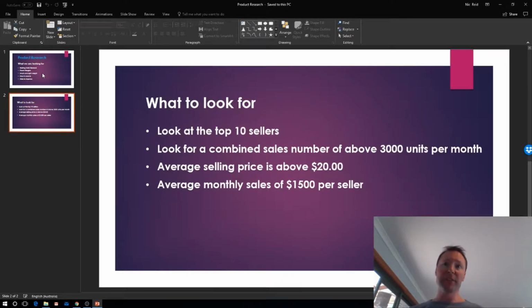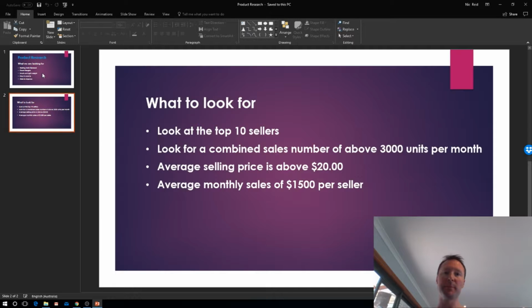Now, some of the specifics of what we're looking for. We'll go into this in a little bit more detail as we go through, but we're looking at the top 10 sellers that the Jungle Scout Chrome extension pulls up. We want to look for a combined number of sales of 3,000 units within those top 10 sellers. So you want to add up all the sales for the month for those top 10, and you want it to be above 3,000 to make sure that there's demand for that product. You want the average sales price to be above $20.